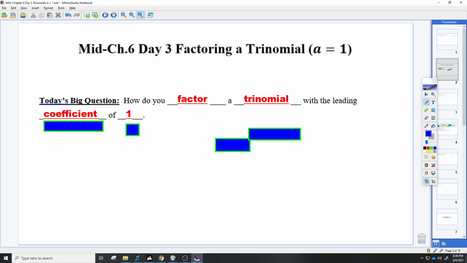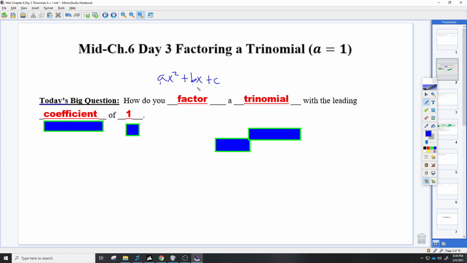So remember we talked about coefficient. Coefficient is just the number that's out in front. So we're going to be specifically looking at this form, ax squared plus bx plus c. So this is going to be the form that we use, ax squared plus bx plus c. And a, b, and c are all going to be numbers.